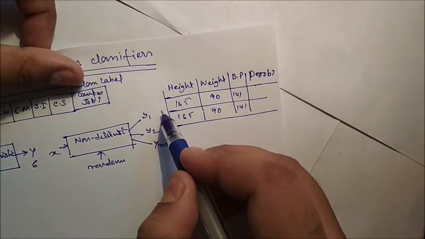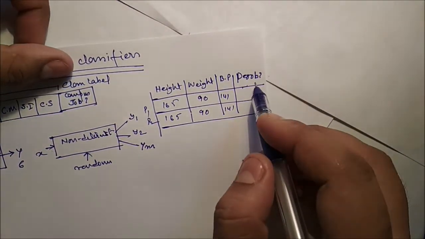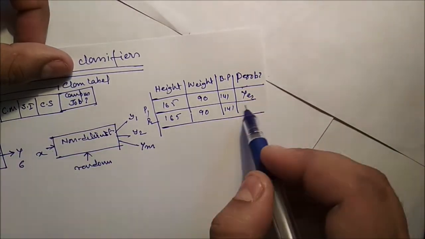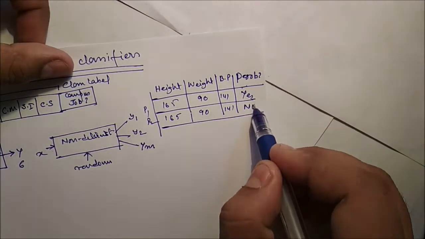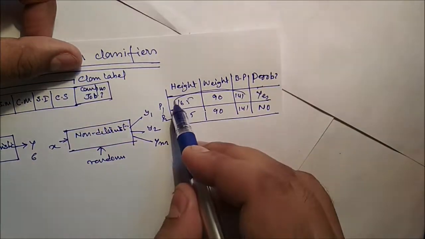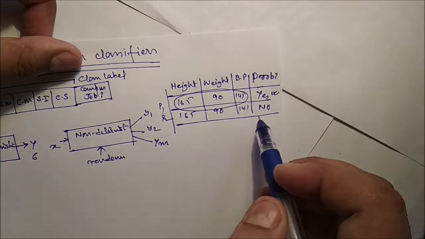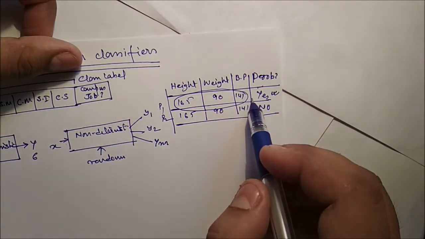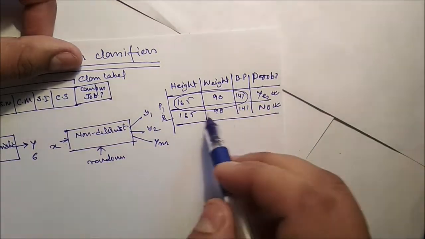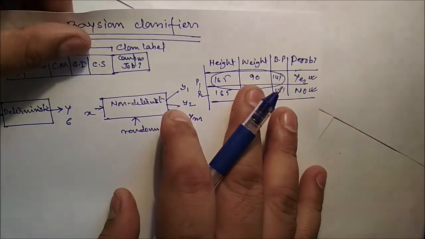Two persons are there, person 1 and person 2, for the same set of attributes. Person 1 may have the problem and person 2 may not have the problem. So from these attributes it is very difficult to say what the class label will be. For the same set of input, sometimes it is yes, sometimes it is no. So it is non-deterministic, and in this situation we have to apply Bayes theorem.